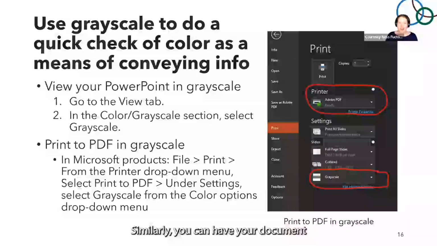Similarly, you can have your document go print to PDF. To do this, I have a screenshot here of how to print PDF from a Microsoft document. So go File, Print, and then from your printer options, you would select print to PDF, or it could be Adobe PDF. And then under settings, you would select grayscale. There should typically be 3 options: color, black and white, or grayscale. Select grayscale. And when you do this, you'll get a quick visual look through to see if you have used color as the only means of conveying information.